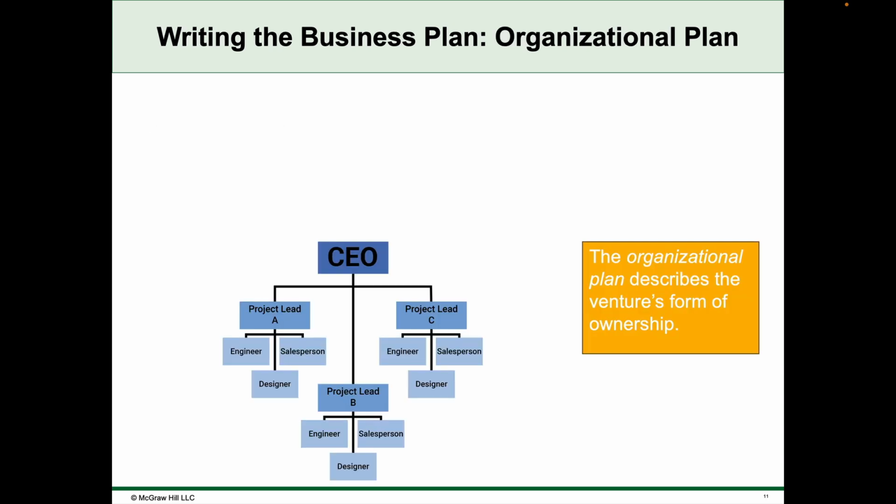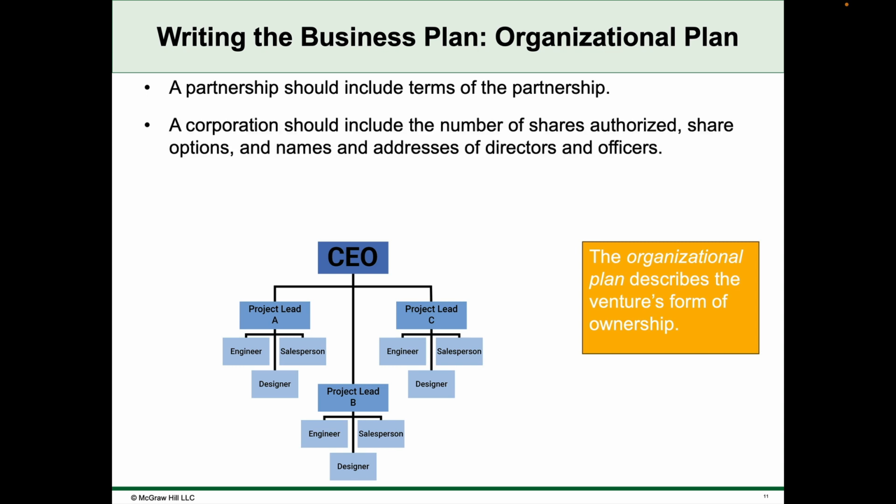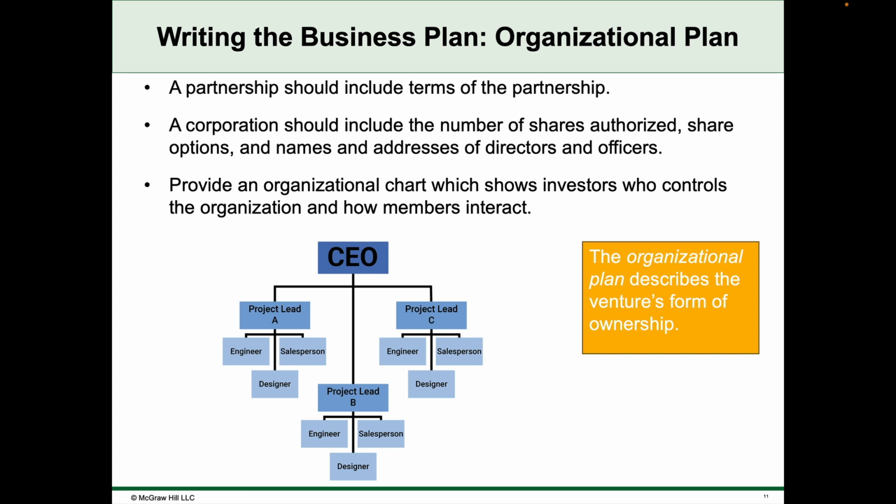Next comes the organizational plan. If you are working on a partnership with somebody, you should include the terms of the partnership. And if it's a corporation, you need to describe the number of shares that are authorized, who is getting options, who the directors are, who the officers are. And it would be helpful if you include a flow chart saying who's the CEO, and if you have other partners, what they are doing, what their part of the business is. It needs to convey that there is a clear division of roles and responsibilities.